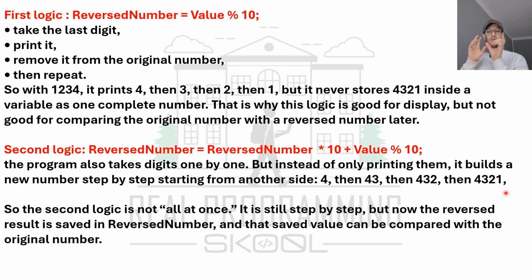And in the end, you will have all the numbers in reverse stored in a new variable, which is reverse number. So the second logic is not all at once. The compiler doesn't take it and flip it all. No, it takes it also one by one, digit by digit, step by step. But now the reverse result is saved in reverse number, and that value can be compared with the original one. So now let's go to Visual Studio to see how we can use the two logics and what kind of result these two logics are going to bring us.